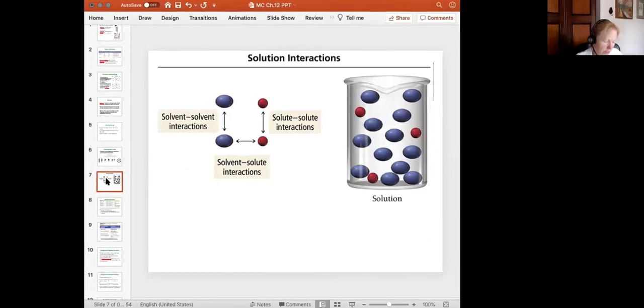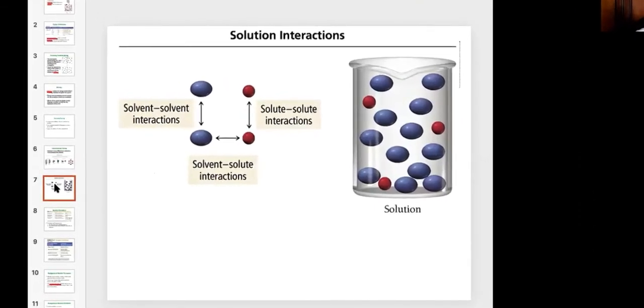This slide here sums up what we just talked about. In order for this to form, I'm going to have to break these solute-solute interactions. I'm going to have to break my solvent-solvent interactions, and then I'm going to form new solvent-solute interactions. And so it's this interplay between these three types of energy. This requires energy, this requires energy, this is going to release energy, and that's going to determine the magnitude of the enthalpy, the heat of that solution. So I'm looking at these three components here.